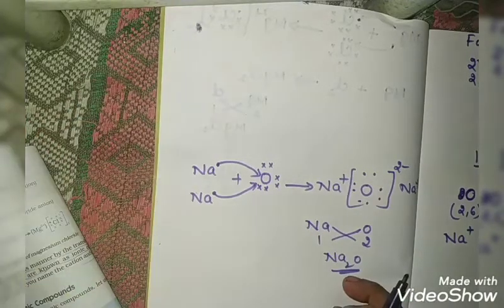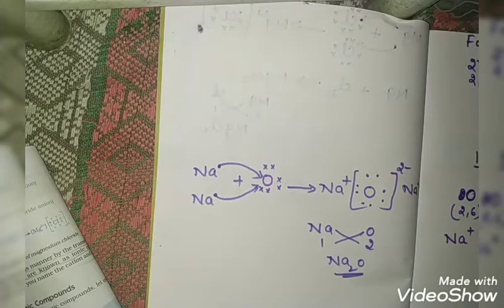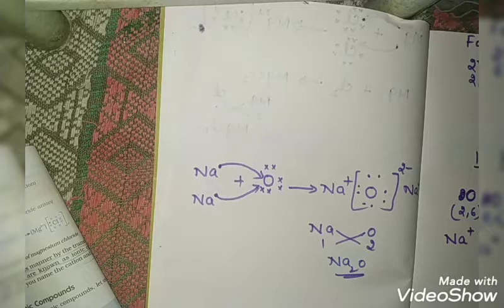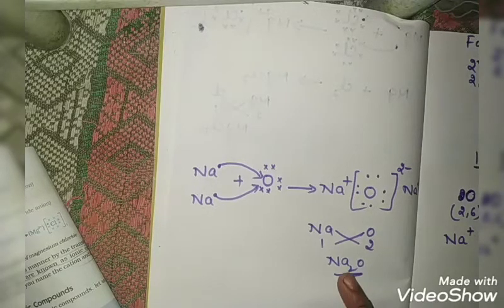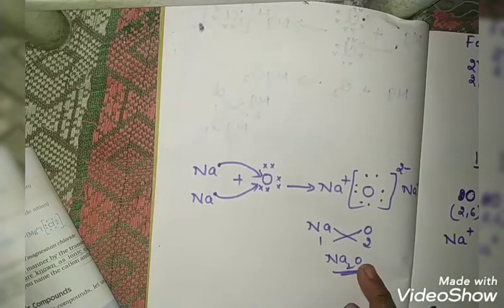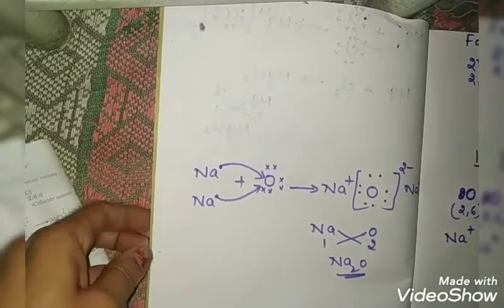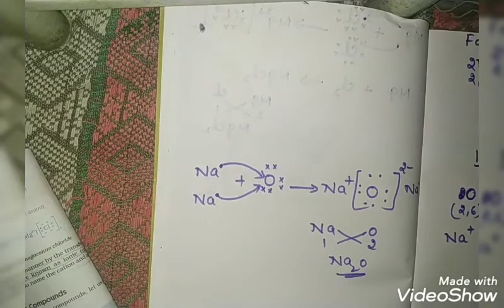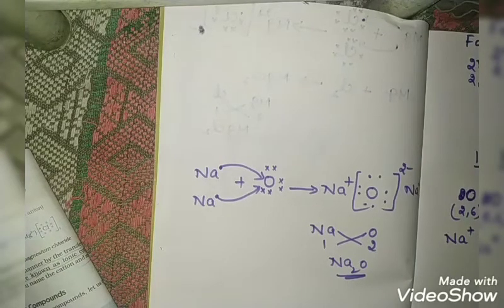That's why it gets like that, because for combination, to form the compound, oxygen needs 2 sodium atoms to get the octet structure. So we are writing sodium 2, Na2O. Understanding now? Yes, very important from the exam point of view.